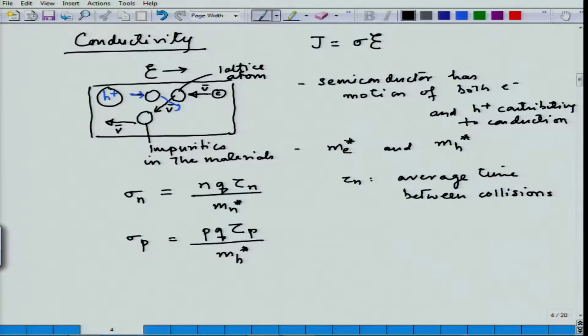So, basically when I am applying a field to a semiconductor, I have two carriers moving, one electron, one hole, and in order to get the total current, I need to add these two currents. Overall J will be J due to the electrons plus J due to the holes. Now, in this whole picture, the average time between collision is something which is not measurable. You cannot measure it.